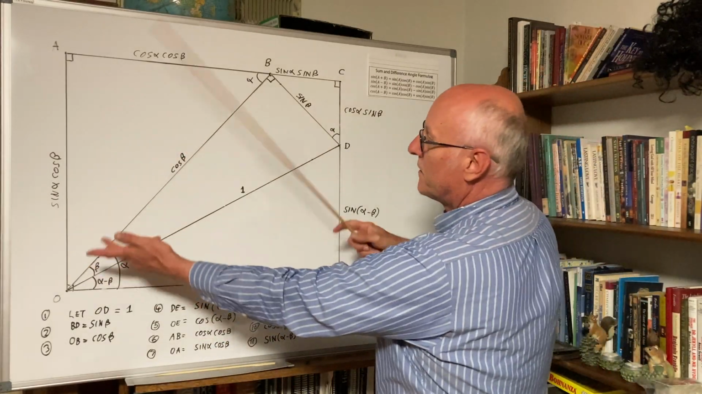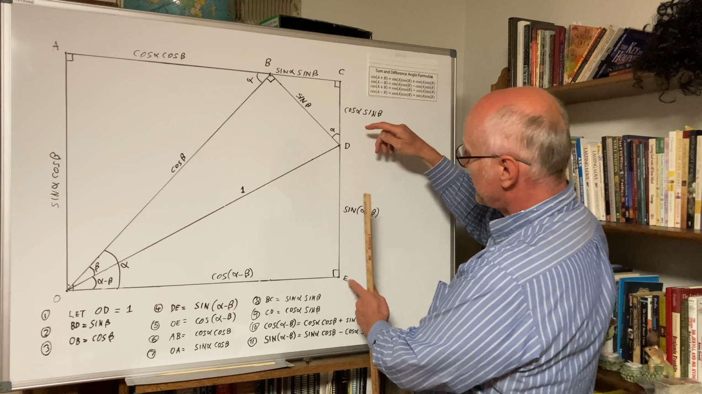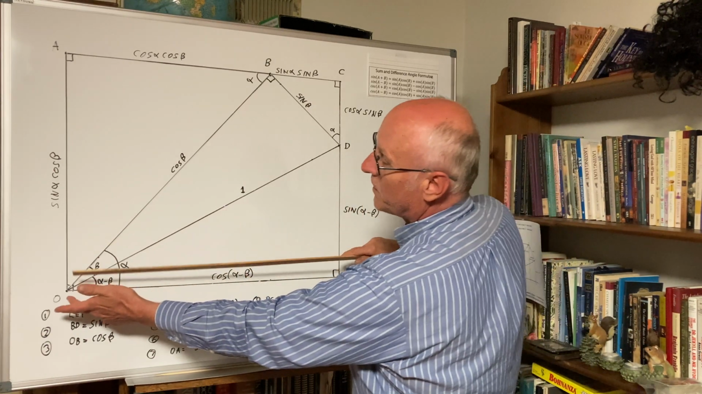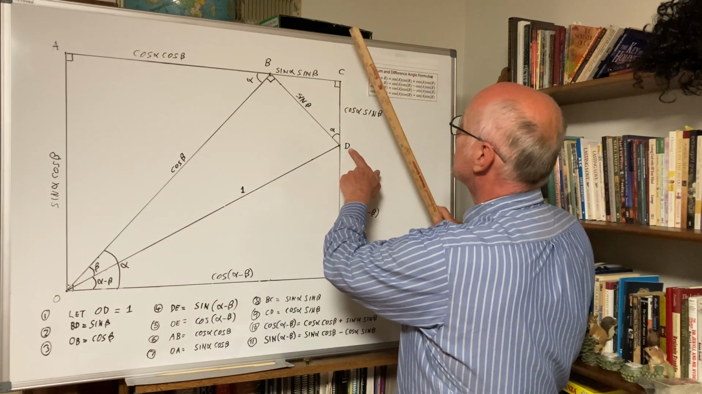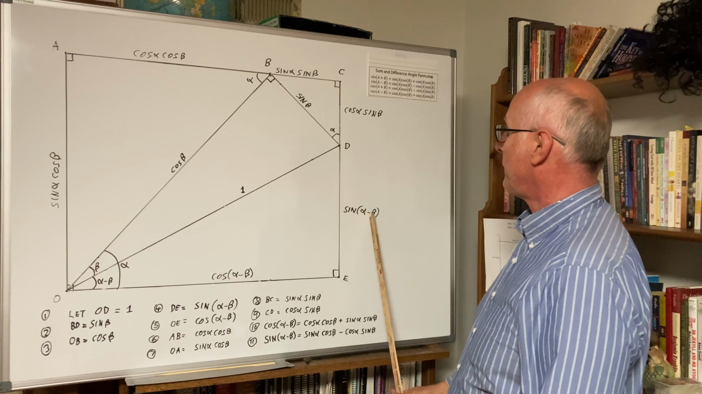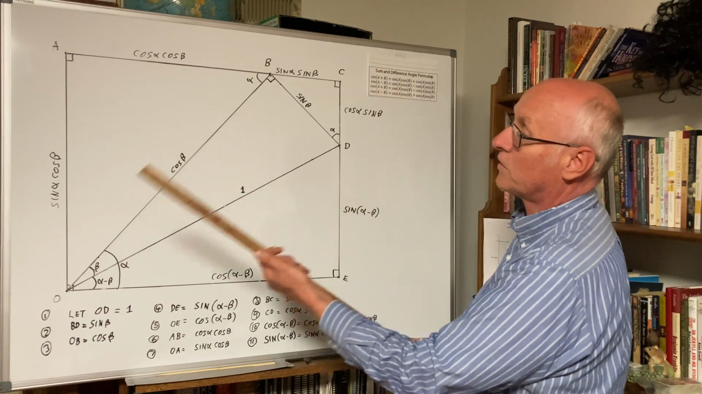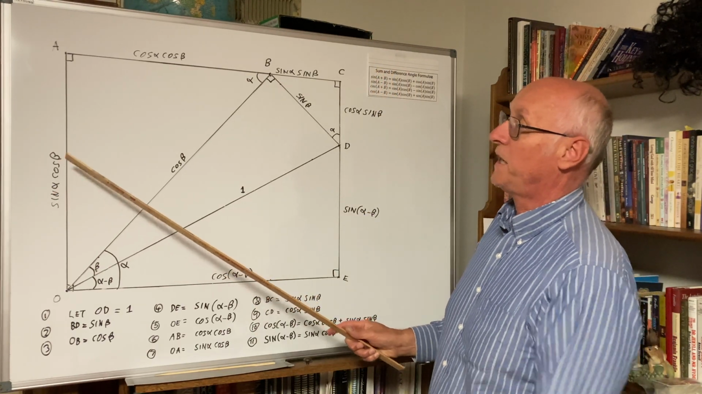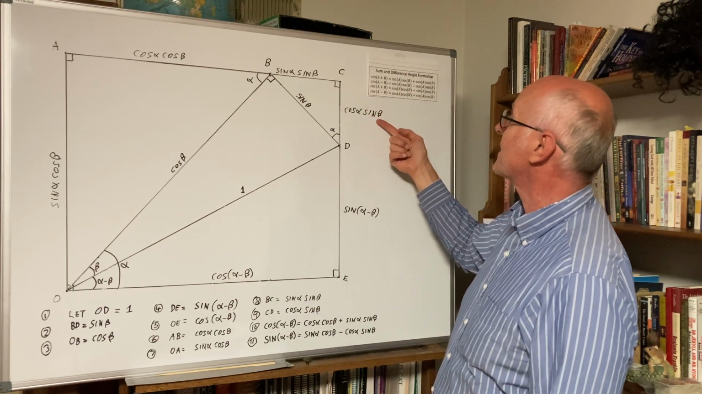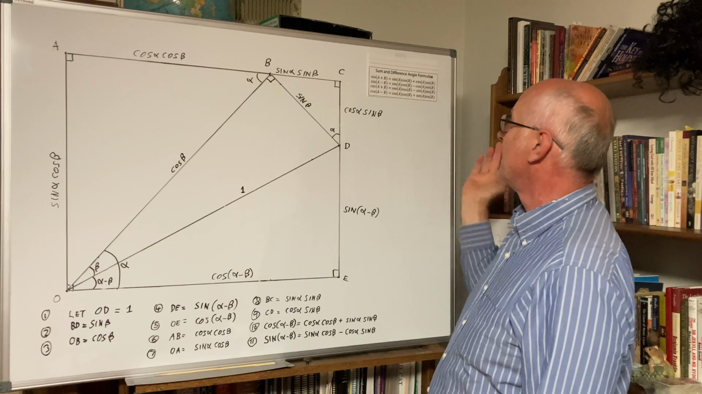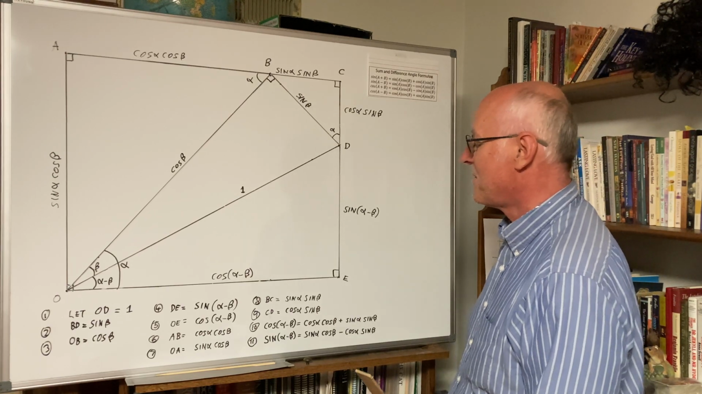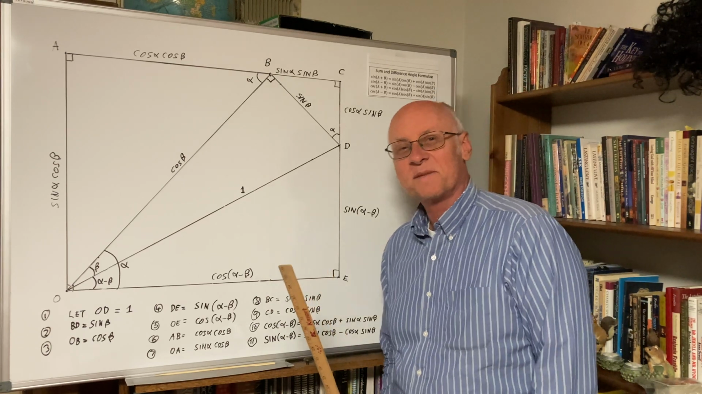Similarly, we do it for the sine. This distance from D to E, well, that's the difference between OA minus CD. So sine of alpha minus beta is equal to sine alpha cosine beta minus cosine alpha sine beta. And that's basically it. So there we have it, a simple proof.